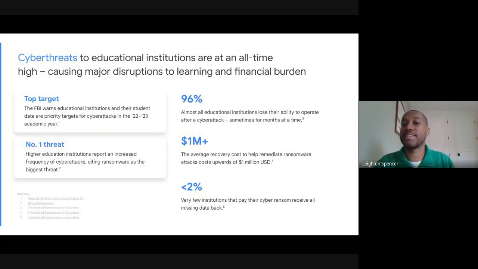And less than 2% of institutions that pay their cyber ransom requests receive only a portion of their missing data. So you're not always recovering all of the data that has potentially been stolen or taken from you. And I think that's sometimes one of the biggest pieces on why that security first process is one that you all should be considering and taking into account too.